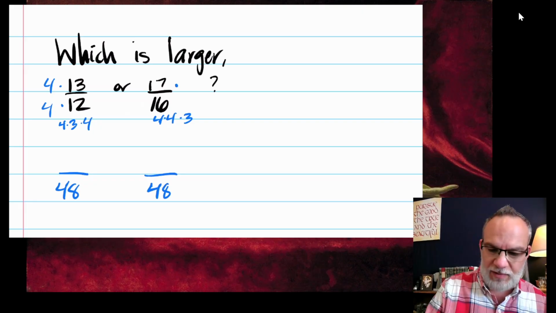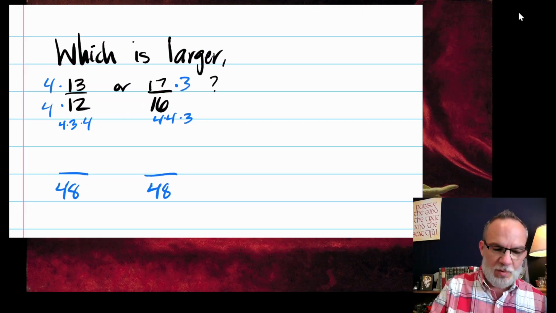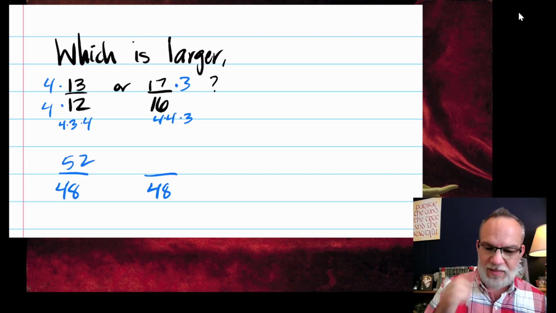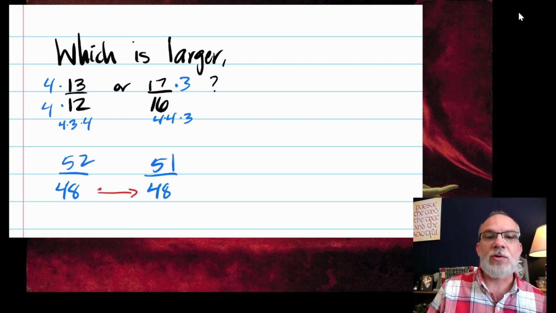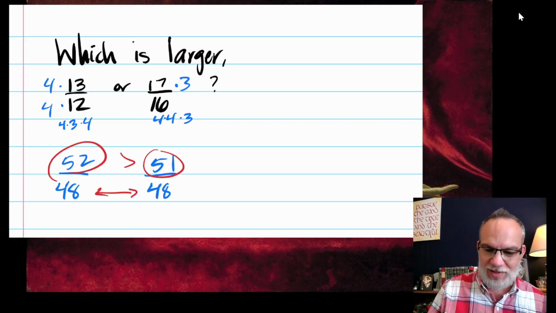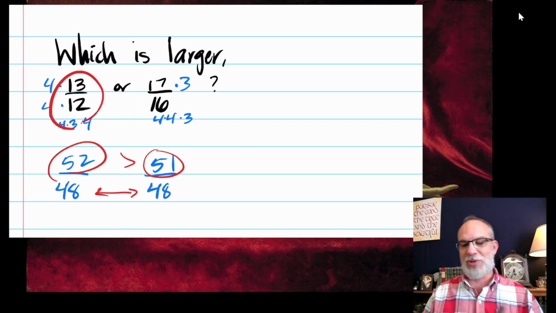If I multiply the top by 4, 13 times 4, that's 52. And then 17 times 3, that's 51. Oh, look! Now that their denominators are equal, this one's larger than that one. So this is the larger one.